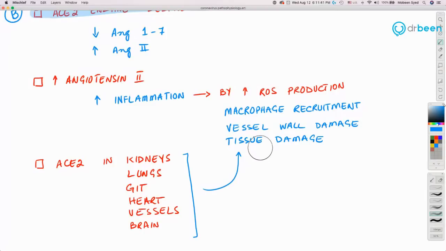What was the first category? Where the virus itself is infecting the cells and breaking them. The second category is where the ACE2 enzyme has become less, and the opposing molecule angiotensin 1 to 7 is not there in that much quantity, and angiotensin 2 is more, causing more inflammation and causing blood vessel wall damage. Good so far?